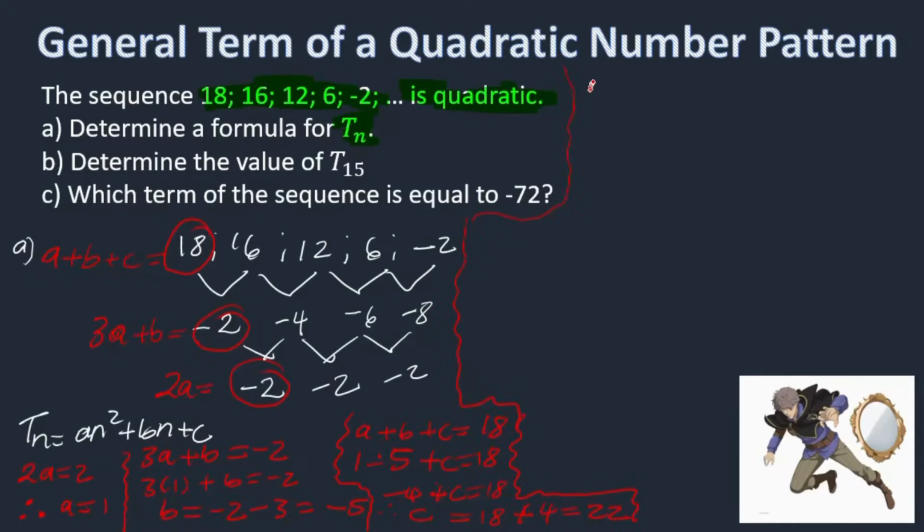So I can say, therefore, my Tn is equal to a, which is 1, times n squared. I don't even need to write the 1. My b is negative 5, so negative 5n. My c is positive 22. There we go. Alright.